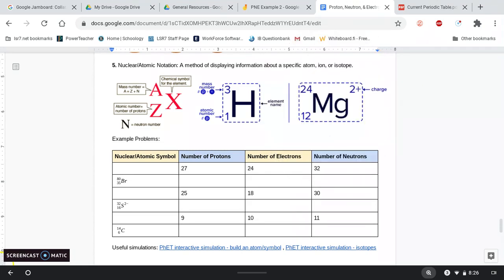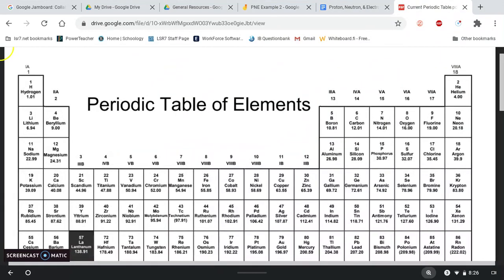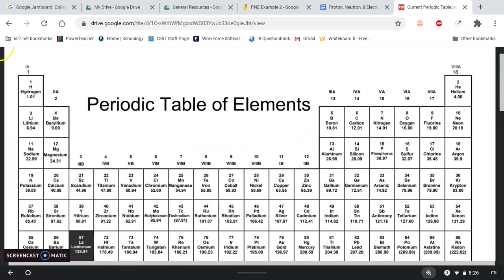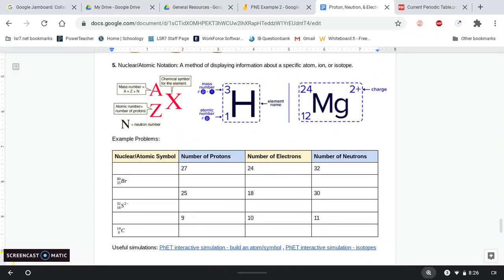We talked about how to figure out charge previously, but let's go to the periodic table real quick. Here we go, magnesium right there. Look at the top number, 12. Well, when we use this particular notation, that number goes on the bottom left. Now, when we look at this, we're like, okay, that 24, where did that come from? Well, that 24 is the bottom number, 12, plus the neutrons. So we can figure out that this particular magnesium had 12 protons and 12 neutrons, because 12 plus 12 is 24.